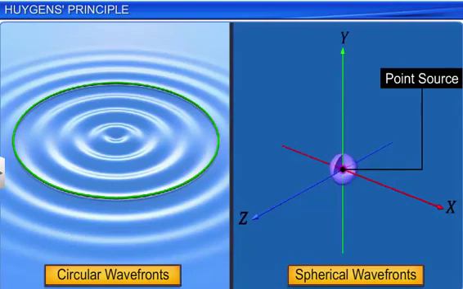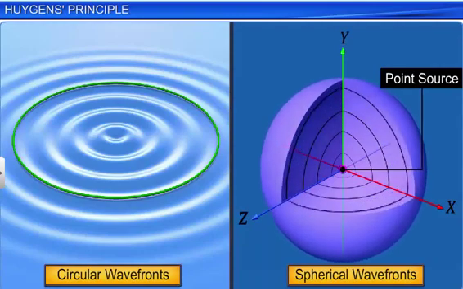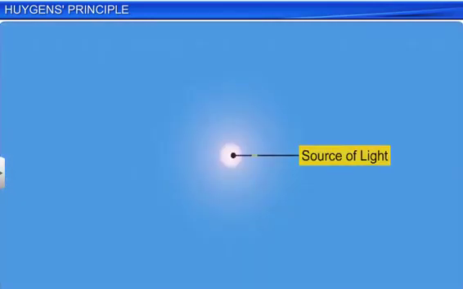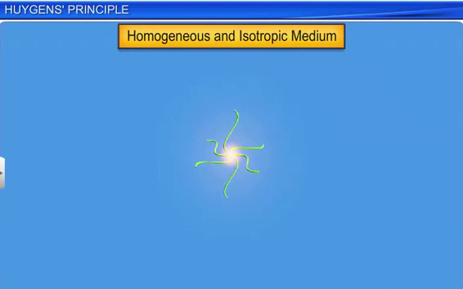But the waves from a source of sound or a source of light in a homogeneous medium spread in all directions and are three-dimensional in nature. Now consider a point source of light placed in a homogeneous and isotropic medium, emitting light waves in different directions. If the medium is homogeneous, the speed of light waves is the same throughout the medium, and if it is isotropic, it is the same in all directions.